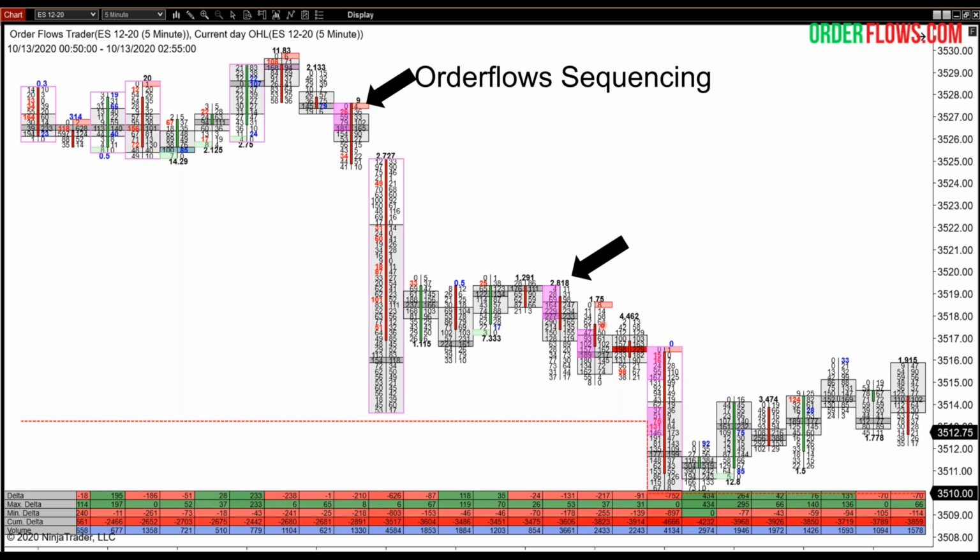This is the E-minis. This is a 5-minute chart. Whether you're looking at a 1-minute chart, a tick-based chart, a volume-based chart, or a range-based chart, it will still appear on there if it happens. Okay, but again, you've got to know what to look for.